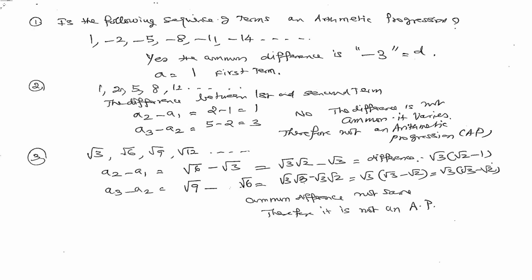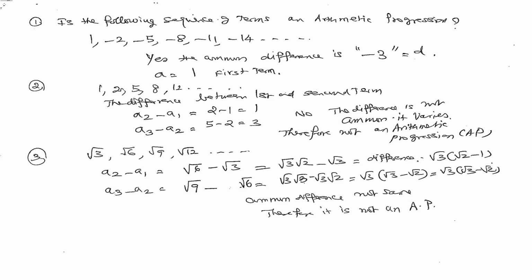Then in the second problem, 1, 2, 5, 8 and 12, the difference between the first and the second term, A2 minus A1, is equal to 1. The difference between the third term and the second term, 5 minus 2, is equal to 3. Therefore, the difference is not common as it varies from term to term. Therefore, it is not an arithmetic progression.